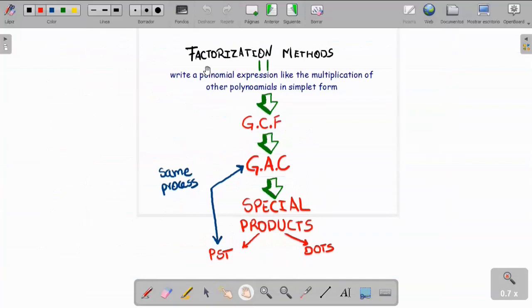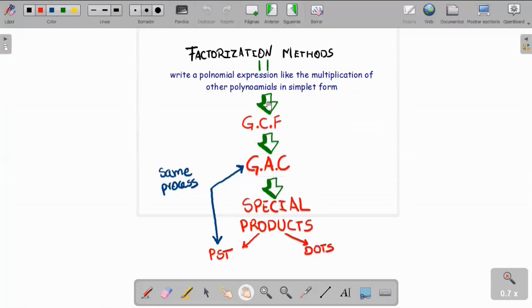And I recommend something. The factorization method consists in writing a polynomial expression as the multiplication of other polynomials in simplest form, so you have to consider the following. There are three methods we will study. Of course, the greatest common factor, which we already saw, the guess and check, which we will study, and the difference of two squares.